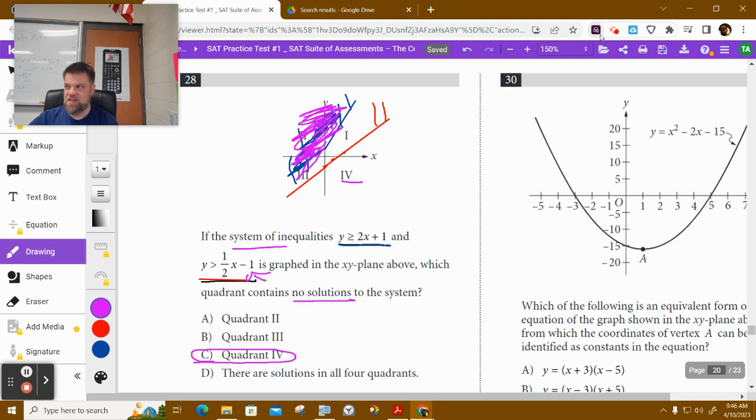I feel like I could have explained that better. Do you guys understand what I'm saying? The solution set is only where the two overlap. And since the blue graph is not in the fourth quadrant, it'll never overlap in the fourth quadrant, so there are no solutions in the fourth quadrant. I hope that helps.